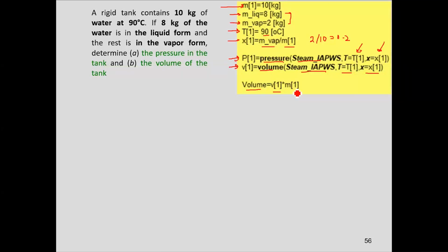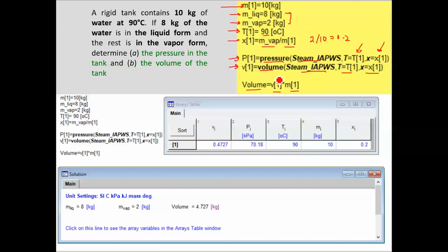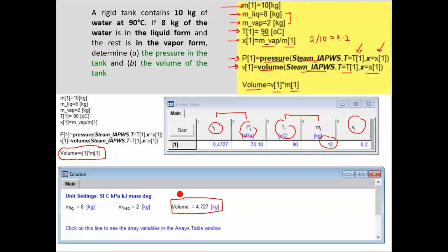If you run this program, you have several variables: Vi, the specific volume, pressure, temperature. These two values are found out by the software. These values were plugged in by you, and xi is something which was calculated based on the mass of vapor and this mass. And the volume is something which is not stored in the table, and you can find the volume value in the solution window. I hope it is clear to you.